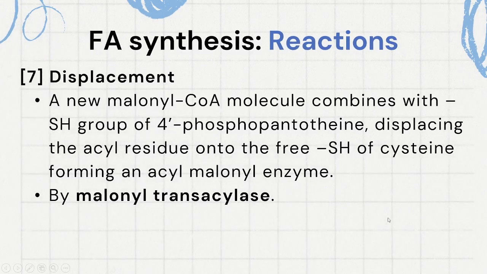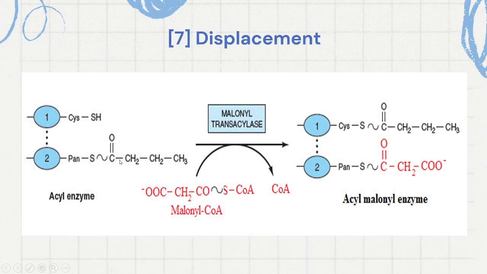The seventh reaction is a displacement, whereby a new malonyl-CoA molecule comes into action. It will displace the acyl residue from this end here, from the attachment to the thiol group of the 4-phosphopantetheine, to be attached to the thiol group of the cysteine, and it will occupy this place, and now we have an acyl-malonyl enzyme.